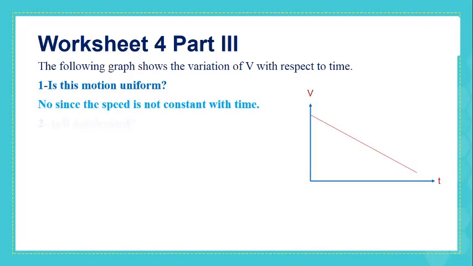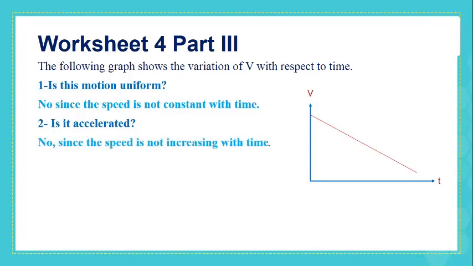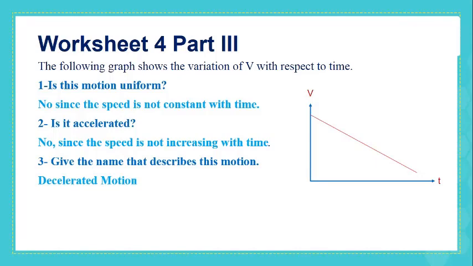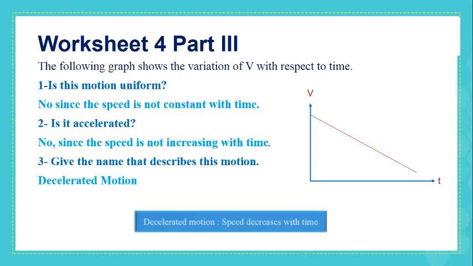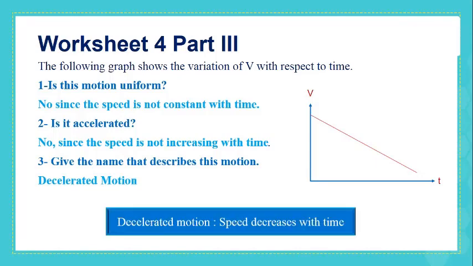Is it accelerated? For the motion to be accelerated, the speed should increase with time. This graph shows that the speed is not increasing with time. Then no, it's not accelerated motion. Give the name that describes the motion: decelerated motion, since the graph shows that the speed is decreasing with time.